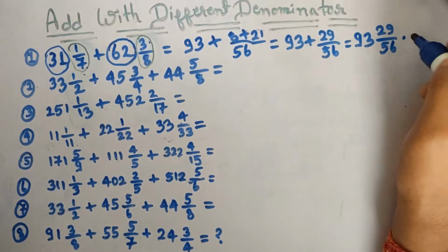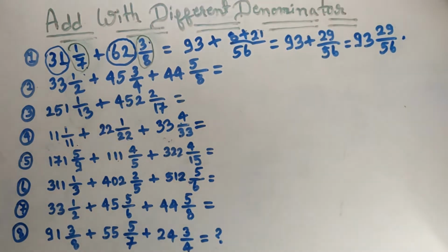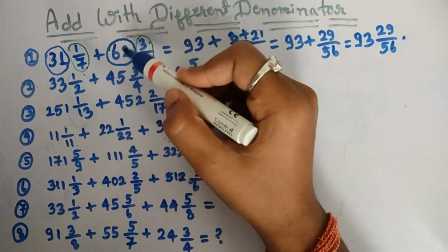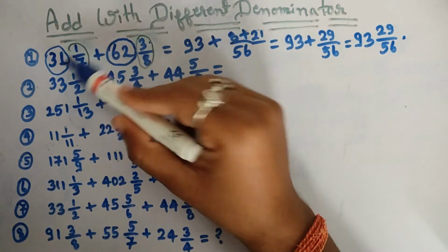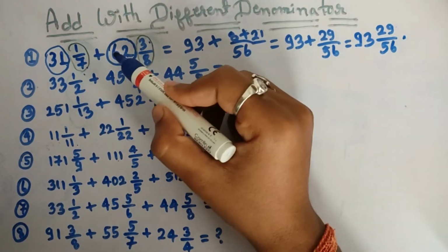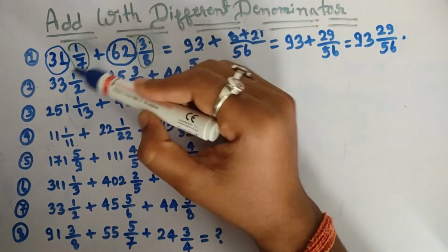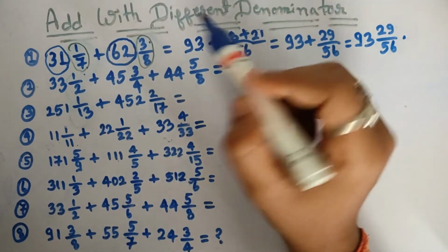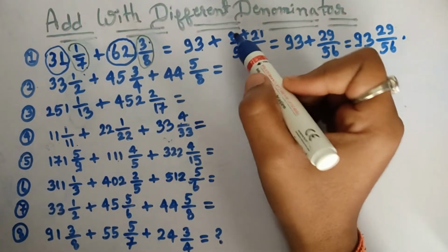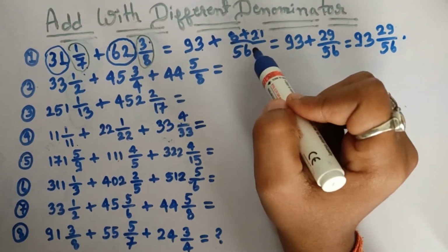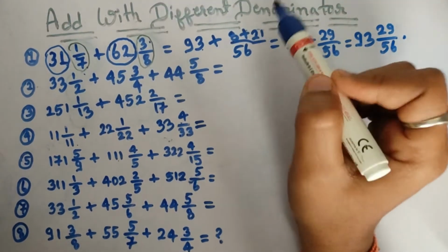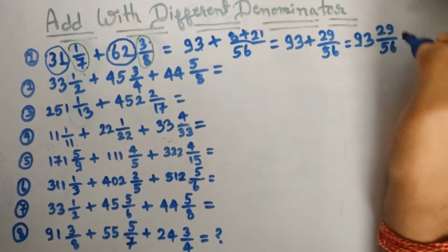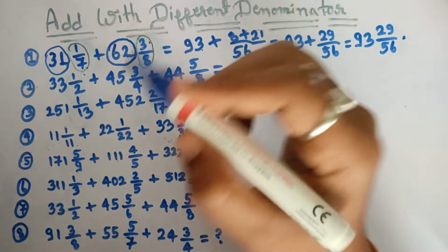So I hope you understand this. Let's do it one more time. First we have to add the simplest form, that is 62 and 31. 2 plus 1 equals 3, 6 plus 3 equals 9, 93 plus. Now we have to add 1 by 7 and 3 by 8. The LCM of 8 and 7 is 56, and 56 divided by 7 equals 8, plus 56 divided by 8 equals 7, 7 into 3 is 21. So 93 plus 29 by 56, you can write it as 93 and 29 by 56. Let's come to the next question.